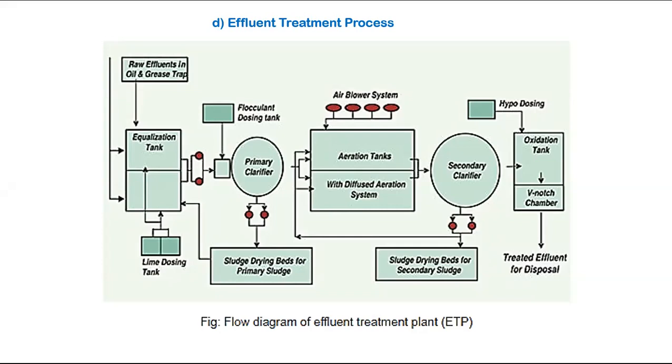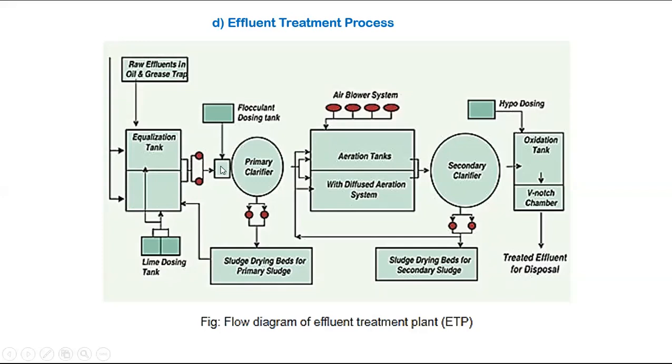So this raw effluent is going into the oil and grease shop. After eliminating the oil and grease, this raw water will go into the equalization tank. In this equalization tank, they will add some chemicals like lime dosing and some other chemicals. After adding this, they will pump it into the flocculation tank.